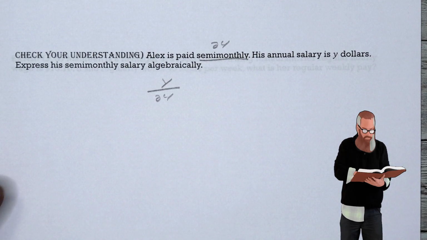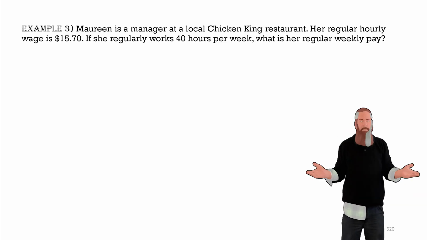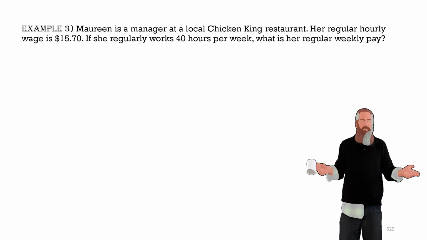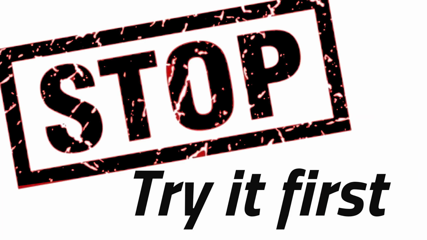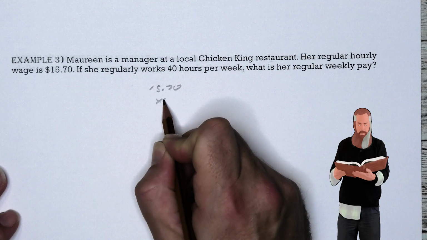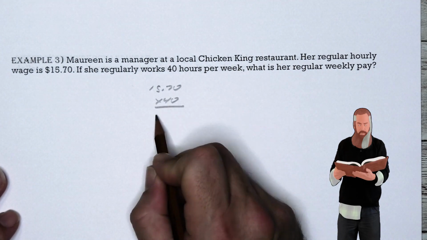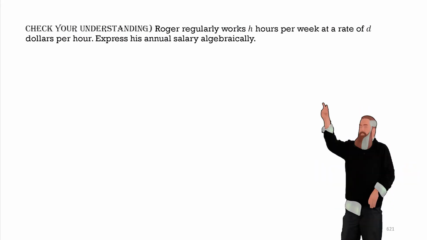Maureen is a manager at a local Chicken King restaurant. Her regular hourly wage is $15.70. If she regularly works 40 hours per week, what is her regular weekly pay? Well, $15.70 for every hour earned, and 40 hours having been worked means $628 a week. Let's check our understanding of this.